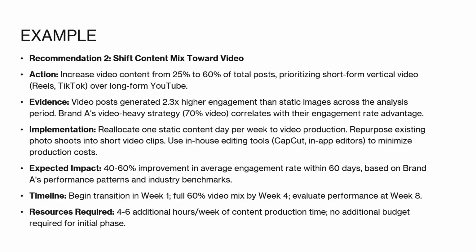Note, that appears to be a SMART objective. Timeline. Begin the transition in week 1, full video 60% mix by week 4, and evaluate performance at week 8. You're going to need some resources to do this, a budget. So we're talking, in this case, 4 to 6 additional hours per week of content production time with no additional money required for the initial phase.